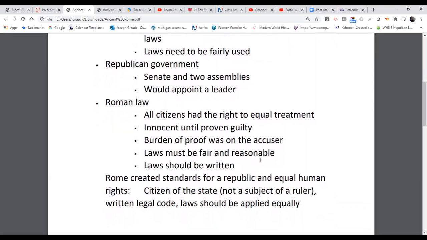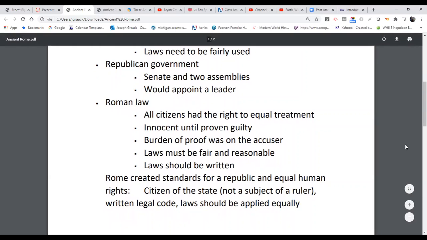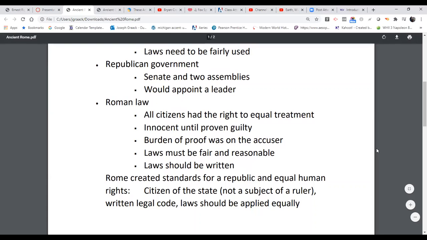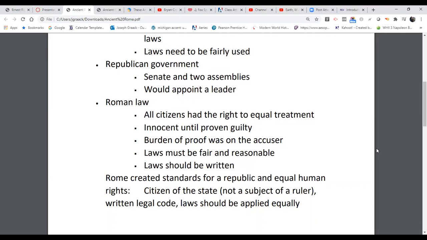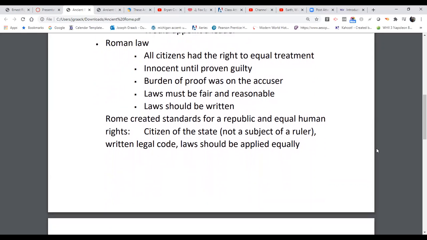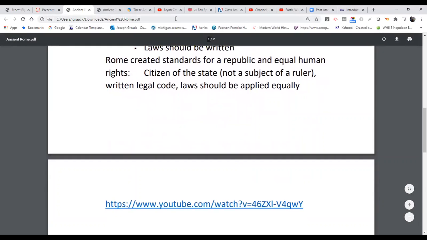And so you'll notice too, we have sections and ordinances in our counties, in our cities, and our states, even the federal government, that laws are written down. They can't just arrest you and then come up with a law and write it down and say, hey, you're guilty of that. So Rome creates the standards for a republic and equal human rights that is part of our system today. You're citizens of a state. You're not a subject of a ruler. Codes and laws should be written down, because if they're written down, then they could be applied equally to all of those that are with us.